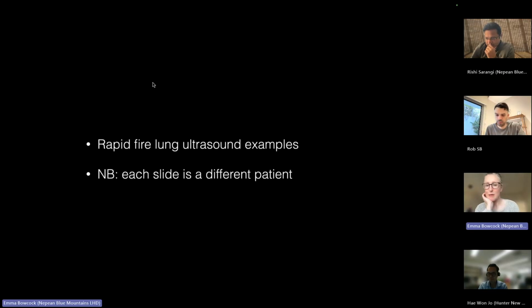Who wants to go first with some lung ultrasound practice? Each slide is a different patient. Rishi, you're at the top. Yep. Okay.